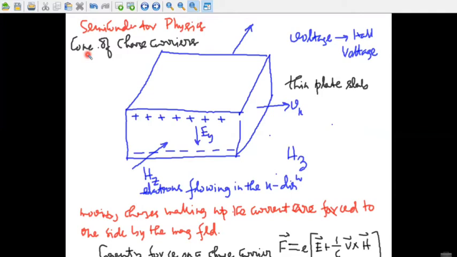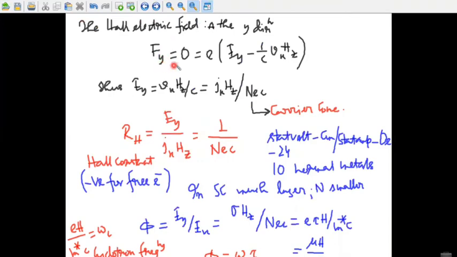It is usually assumed in calculating the Hall voltage that the specimen is in the form of a thin plane slab and the voltage is developed across the narrow dimension as shown in this figure. The Lorentz force on a charge carrier is F equals E times electric field plus 1 upon c, v cross H, and the Hall electric field in the y direction is given by the condition Fy equals 0 equals E times Ey minus 1 upon c Vx Hz.